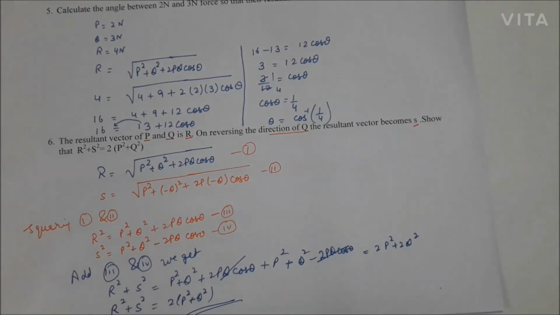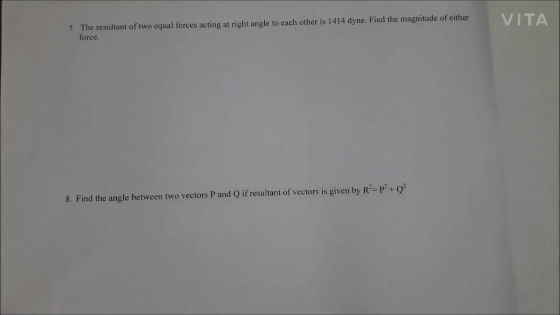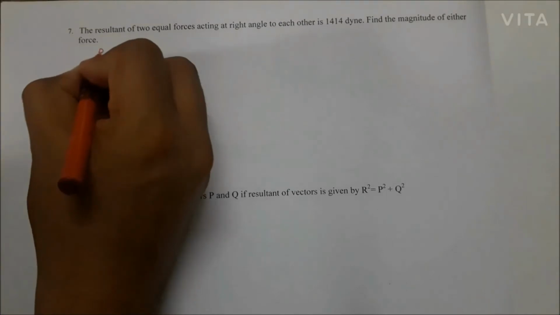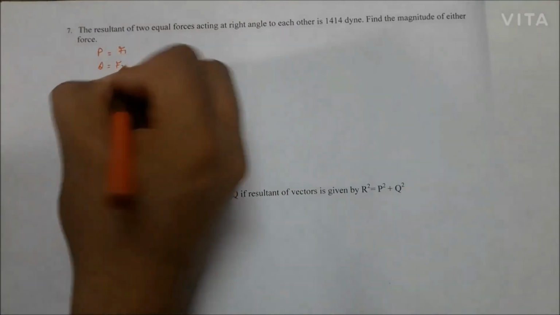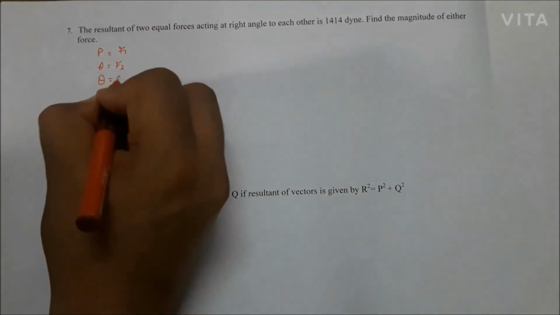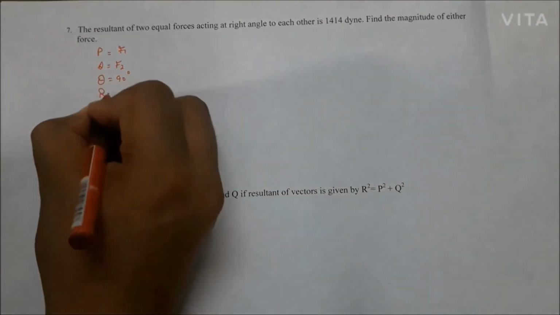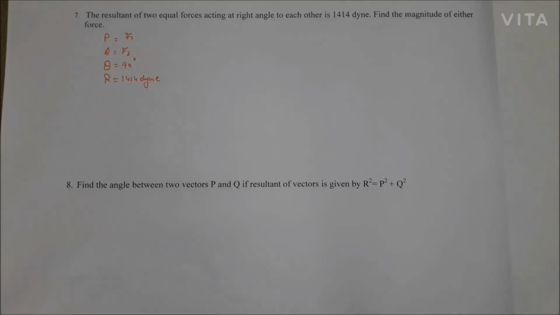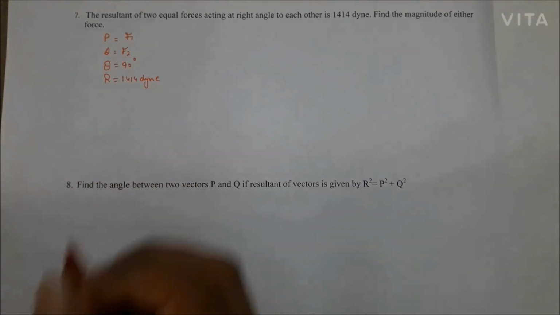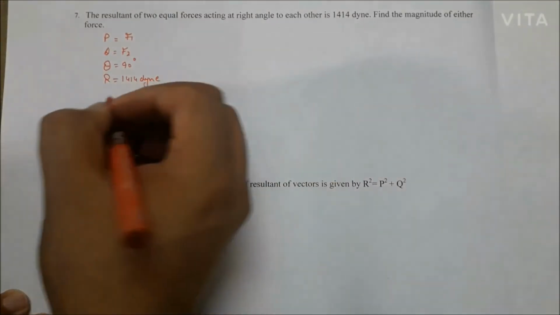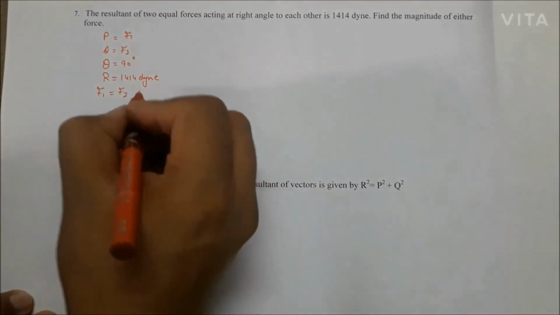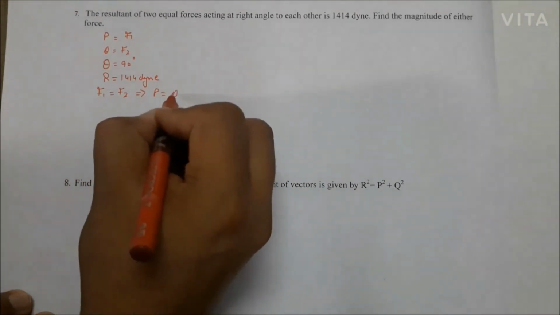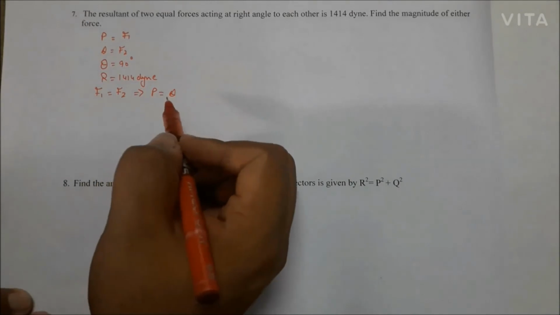Okay, so let's proceed to the next question. It is saying the resultant of two equal forces acting at right angle to each other. We have two forces, say P is force 1 and Q is force 2. The angle between them is 90 degrees, and the resultant of these two forces is 1414 dynes. Also it is given that the forces are equal, F1 is equal to F2, which means P is equal to Q.